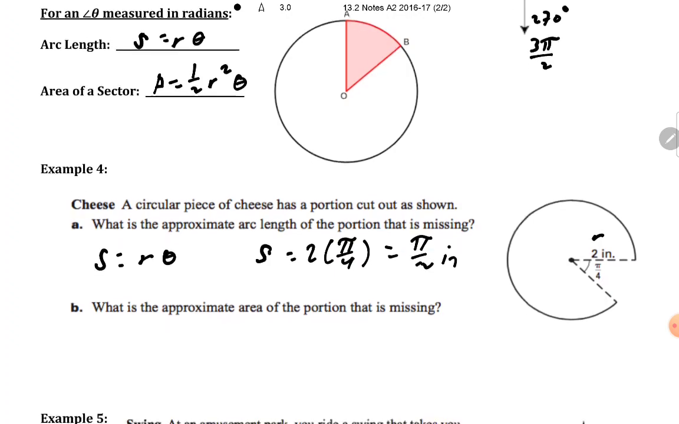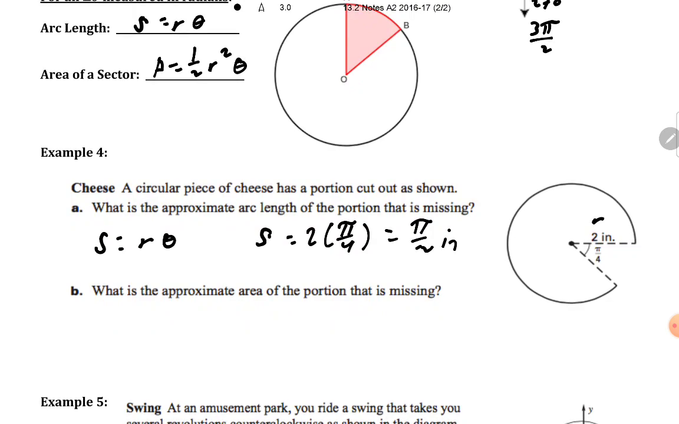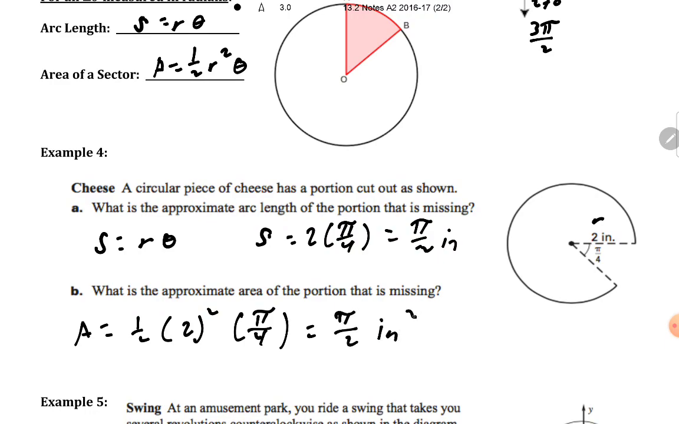Part B, what is the approximate area? So area is 1/2 times 2 squared times theta. So I'll get 2 squared, which is 4, half of that is 2. I will still get pi over 2 square inches.